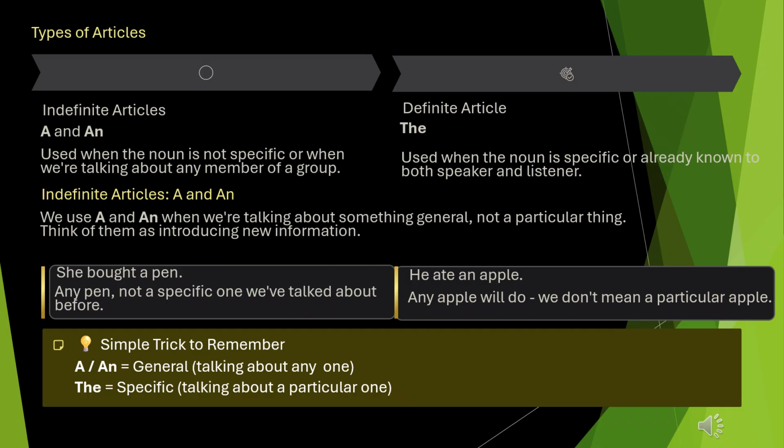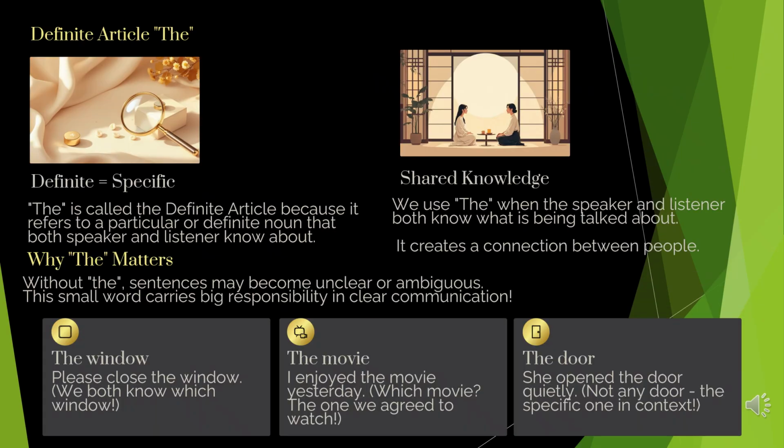Whereas the definite article the is used when the noun is specific or already known to both speaker and listener. Simple trick to remember. A or an: general, talking about anyone. The: specific, talking about a particular one. Let's have a look at the definite article the.